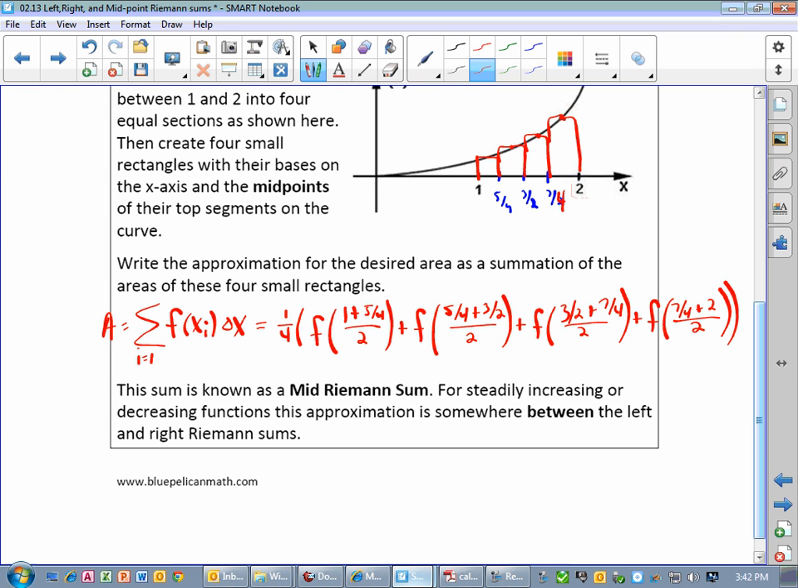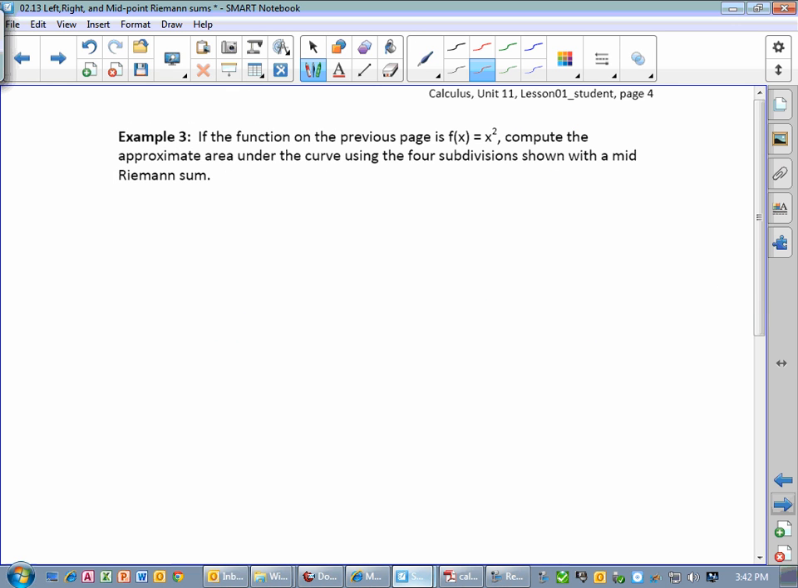Remember, the left Riemann sum is always an under or an over estimate. The right is always an under or an over. So the mid is between them, just like the definite integral is. So this is going to be closer to the actual definite integral than the left or the right would be, except under very extreme situations. Okay, so let's do the same idea, this time with a mid Riemann sum.